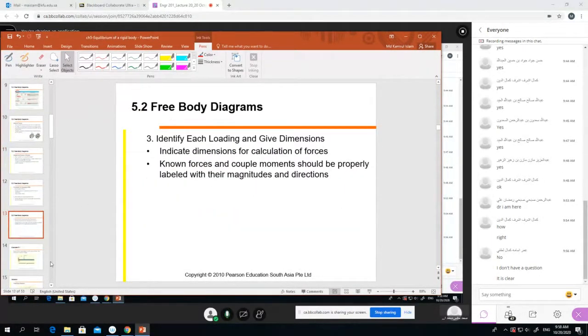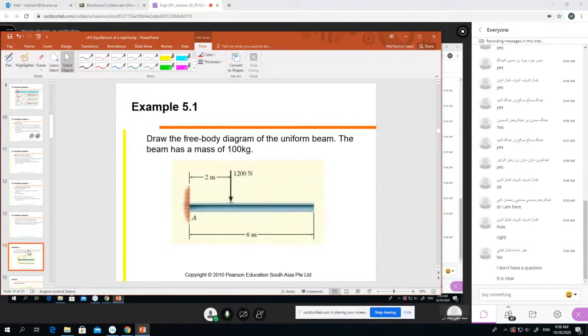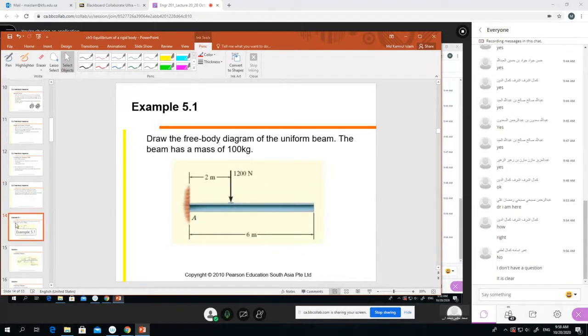There are many things written there. Now we will learn one thing, right? We will now draw the free body diagram. Example, draw the free body diagram of the uniform beam. This is called a beam. I don't know if you have heard it before or not. This structure is called a beam. You draw in free hand like this, it is called a beam, right?